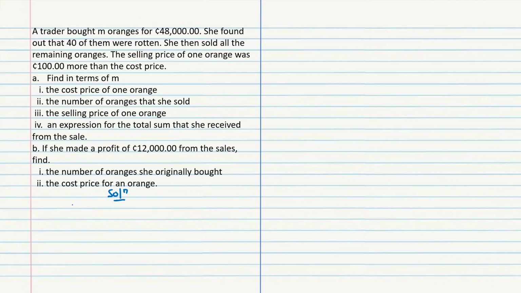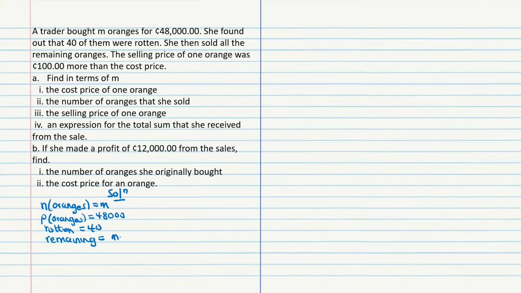Okay, so we are given the number of oranges. Let's say the number of oranges is M, and the price of the oranges is 48,000, right? And I'll say the rotten oranges are 40.